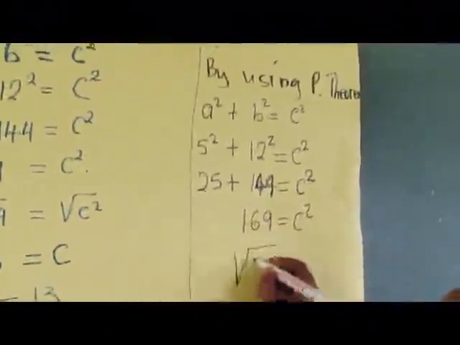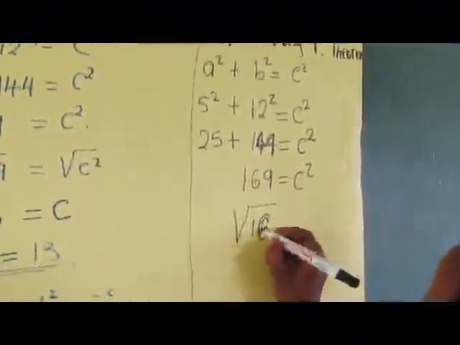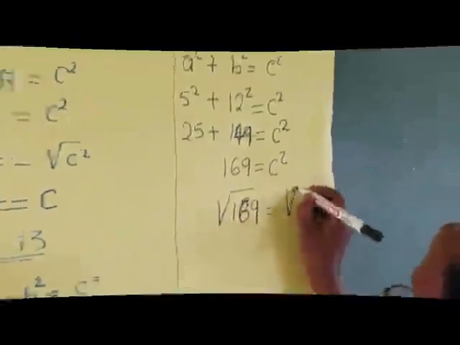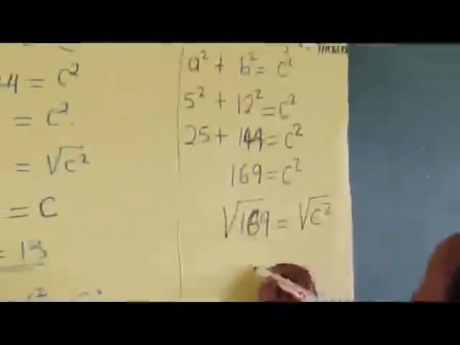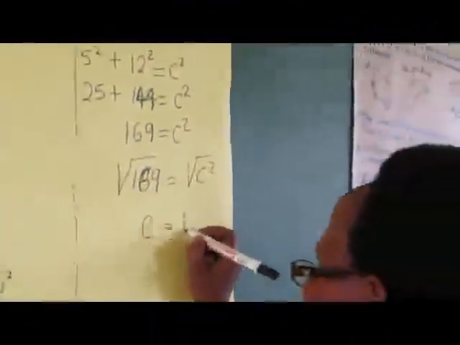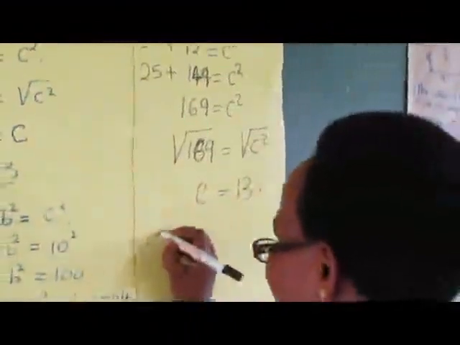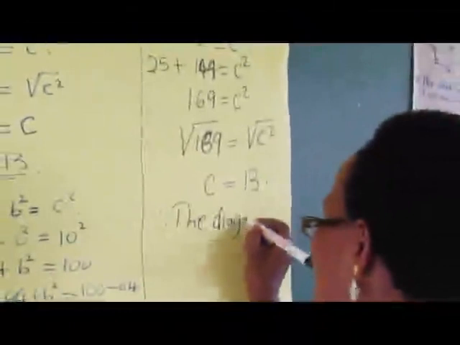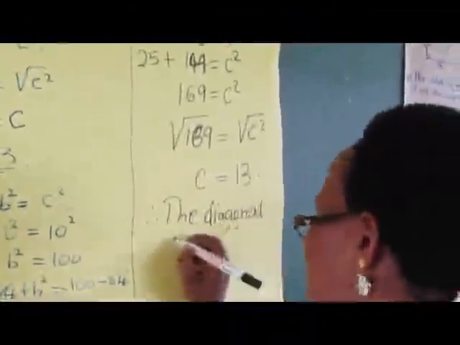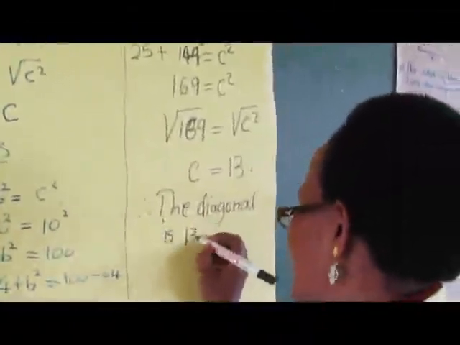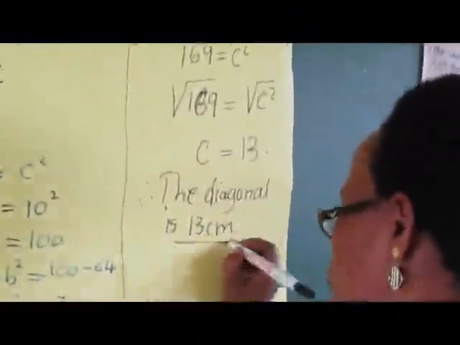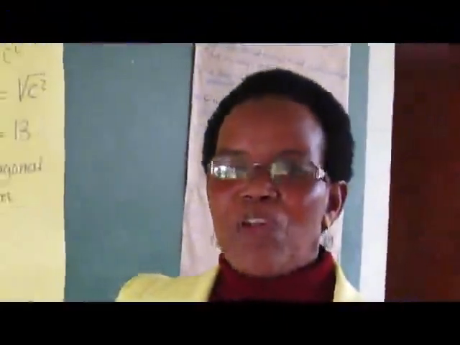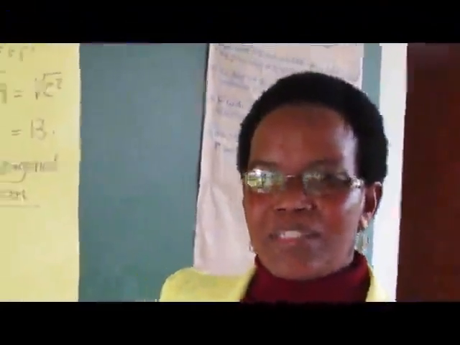Square root both sides. Square root of 169 is equal to square root of C square. Therefore, C is equal to 13. The diagonal is equal to 13 centimeters. Good. Dear students of Form 2, we are through with our examples.